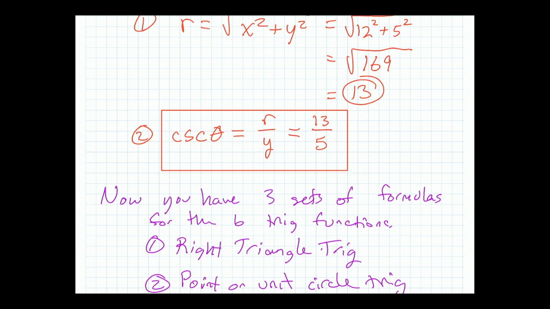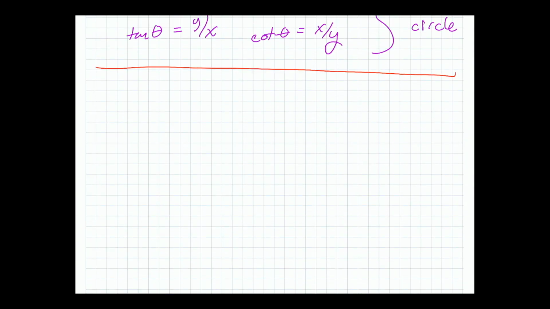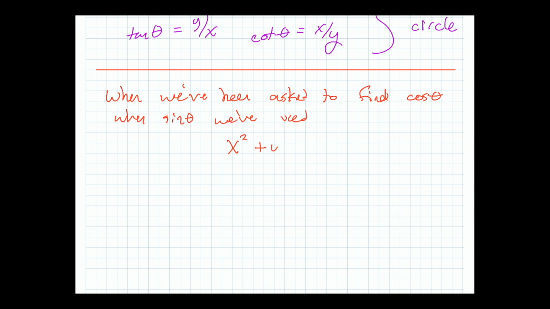All right, so one thing I will say, one last thing, and then we'll stop. So something that we've been doing is, when we've been asked to find, let's say, cosine when given sine, we've used this formula: x squared plus y squared equals 1, right? That's on the unit circle.